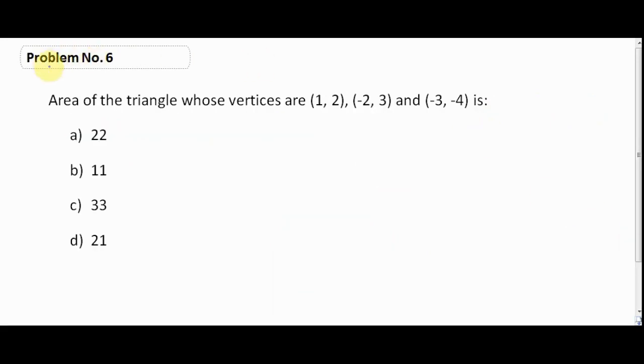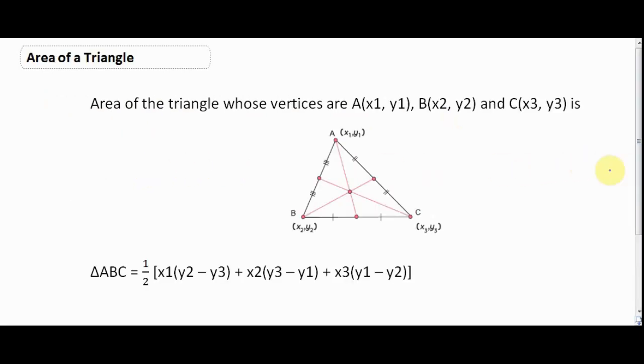Now let's see problem number 6. The area of the triangle whose vertices are (1, 2), (-2, 3) and (-3, -4) is. We are asked to calculate the area of the triangle. The coordinates of the vertices are given, so in order to calculate the area, we can make use of this formula. If the coordinates are known to us, the area can be calculated like this.